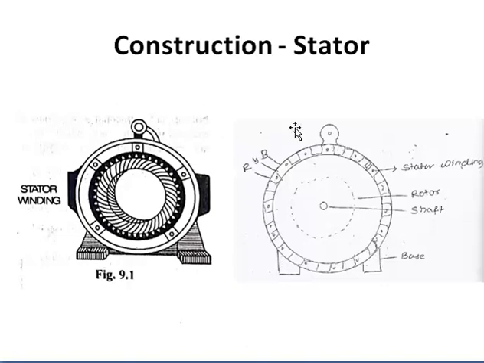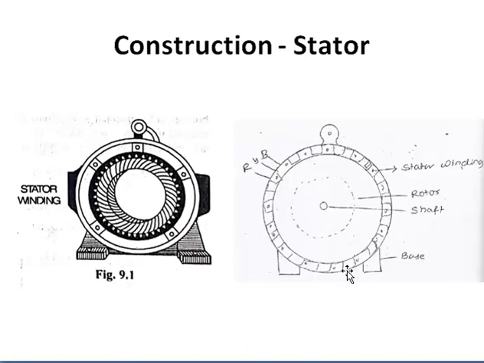So we have two diagrams. This is one simple diagram, and here the stator consists of a steel frame which encloses a hollow cylindrical core made up of thin laminations of steel to reduce the hysteresis and eddy current loss. Normally we use silicon steel which has a lower hysteresis loss, and we use laminations whenever we are making the core of any kind of machine.